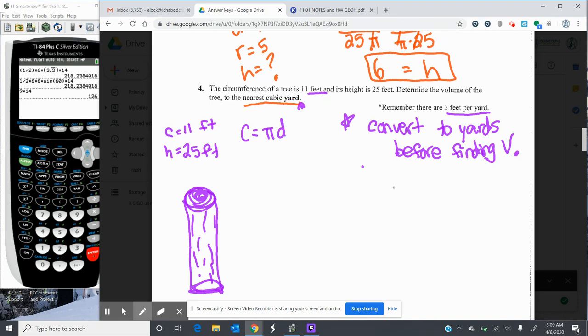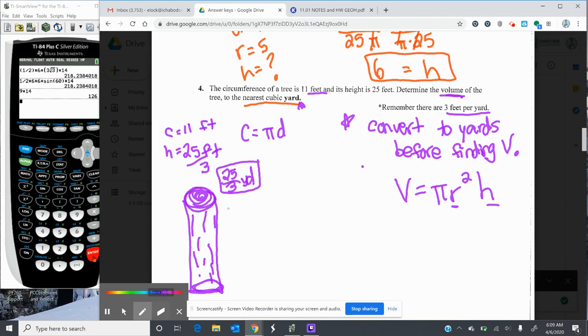So in order to go into our volume formula, we're going to start over here. Volume equals pi r squared h. We're trying to determine the volume. I need a radius and I need the height. So right now I have a height of 25 feet. Now if I needed to convert that to yards, I would divide by 3. So we have 25 thirds yards. It's how tall this would be in yards.